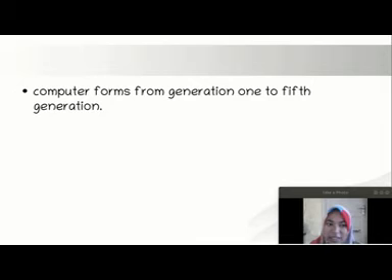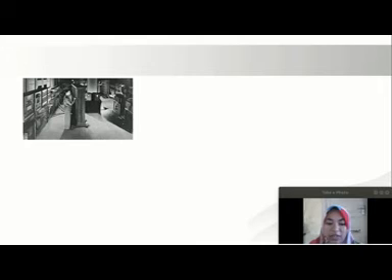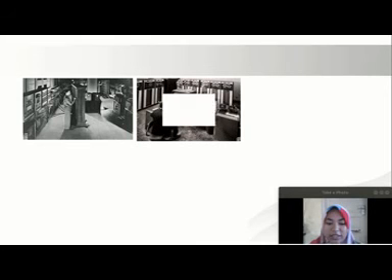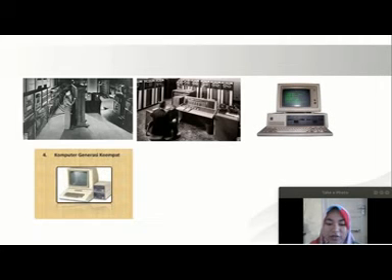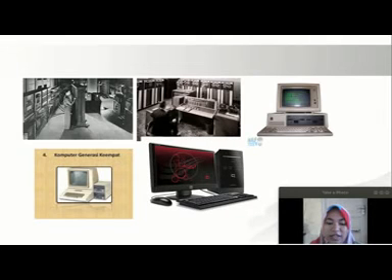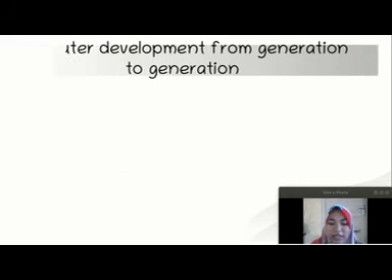Ladies and gentlemen, please see the picture on the slide. This is the first generation of computer. This is the second generation. This is the third generation. This is the fourth generation, and this is the 5th generation, still under development. Well, let's move to the next part.